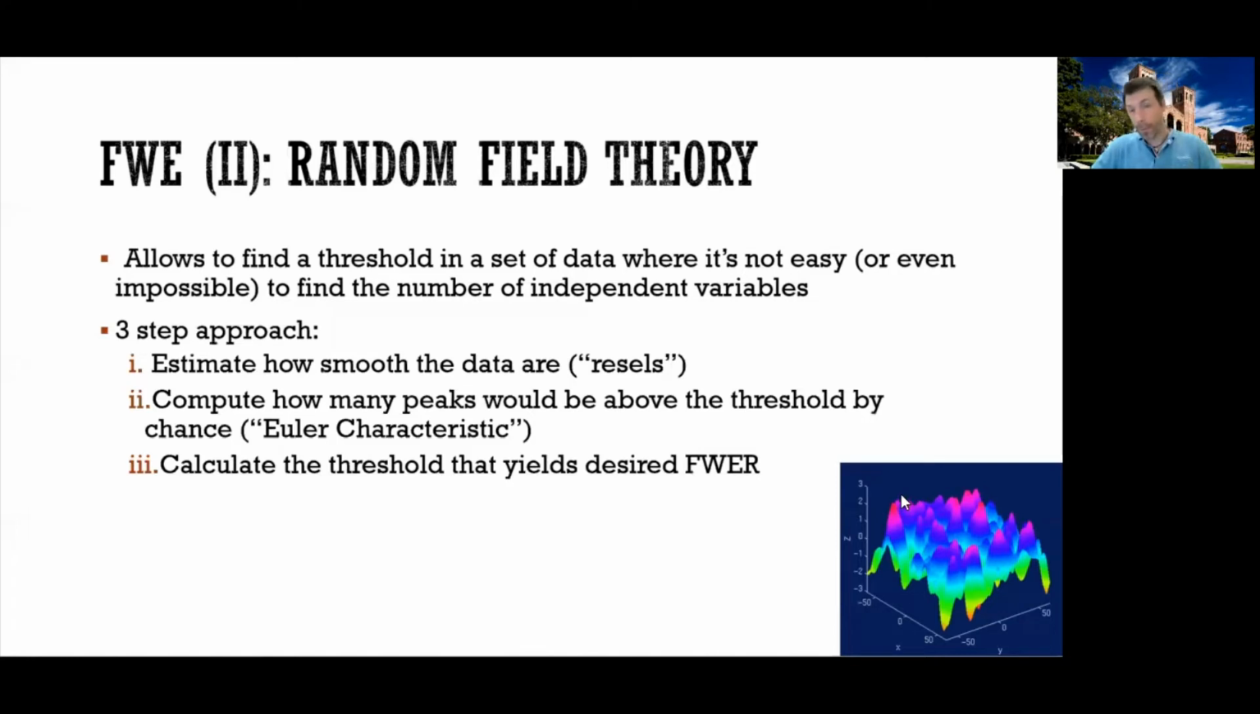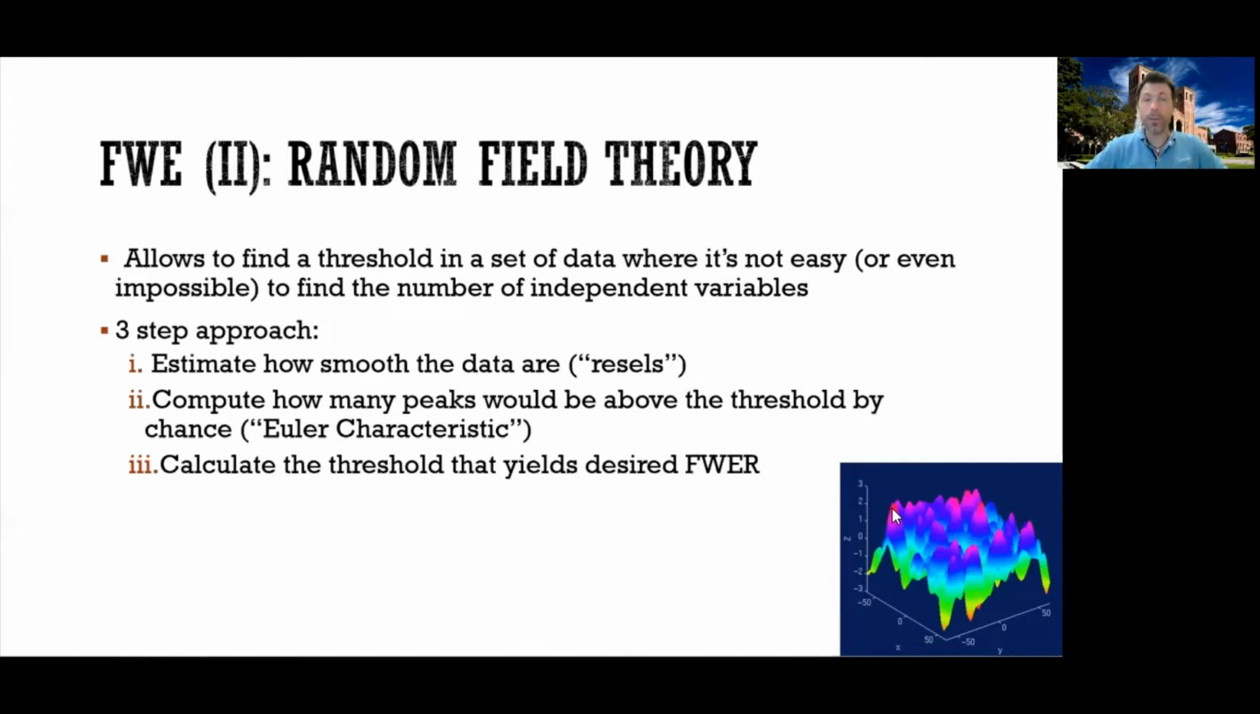So we use random field theory to calculate where we would have to threshold some null data in order to only have a 5% chance of getting a peak above that threshold. And then we apply that threshold to our data.